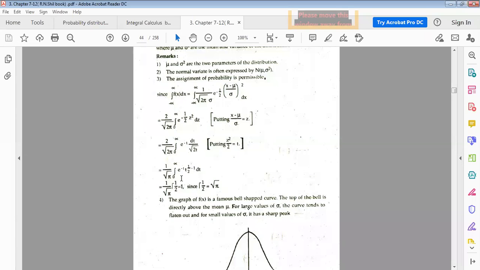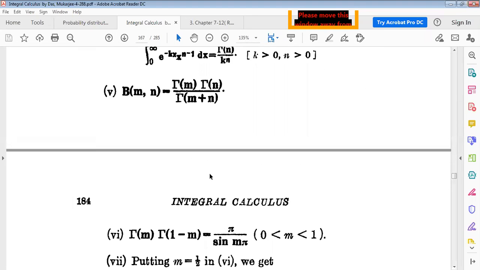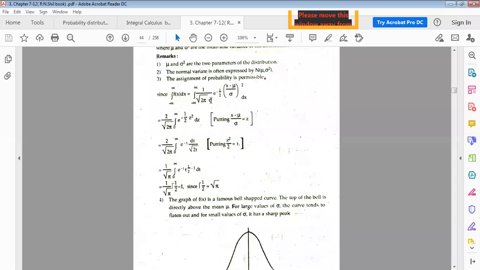And gamma half equals to what? Remember it: root over pi. Gamma half equals to root over pi, always remember this. This formula is used in our probability density function. So this is gamma half, and gamma half equals to root over pi. Root over pi will be cancelled. Thus this is the one.